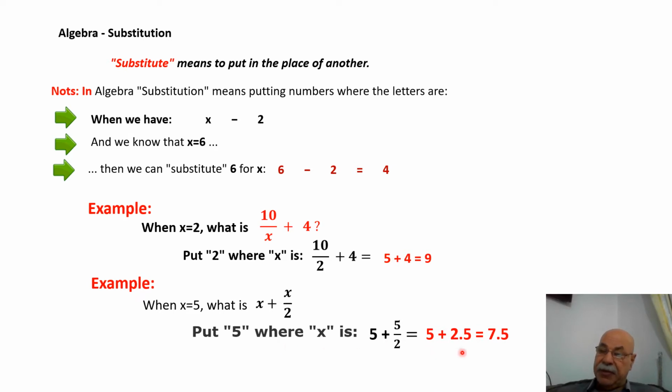Here it becomes a decimal. Why does it become a decimal? Because I divide 5 by 2 and it becomes 2 and a half. So 5 plus 2 and a half becomes 7 and a half, which is a decimal. This is normal, and don't worry about it.